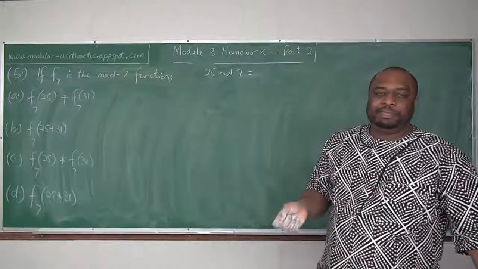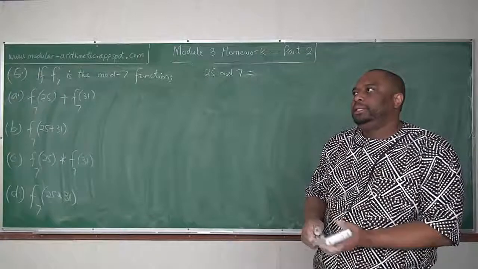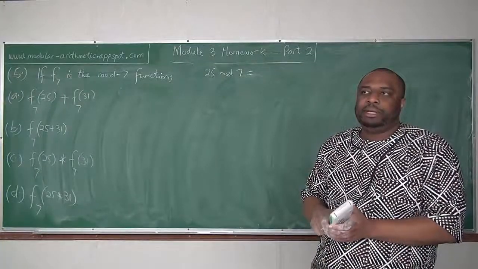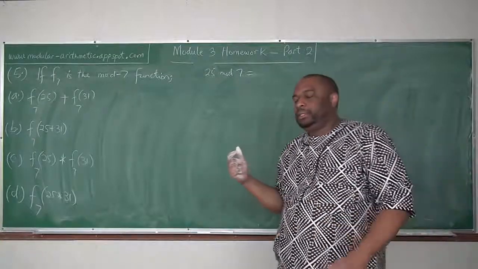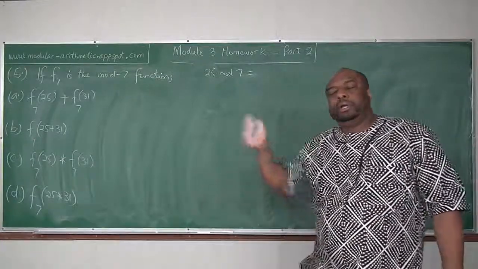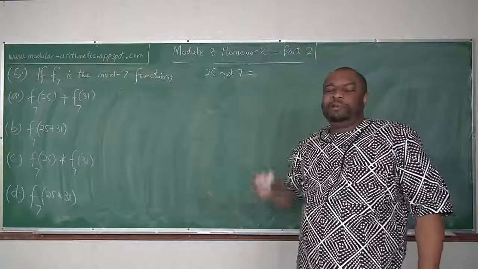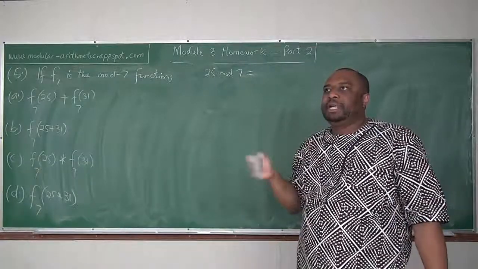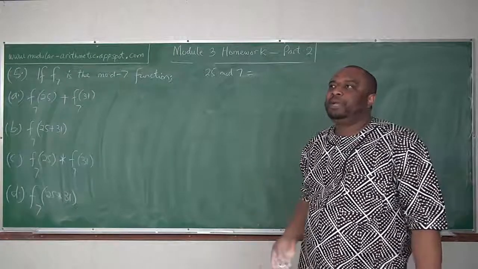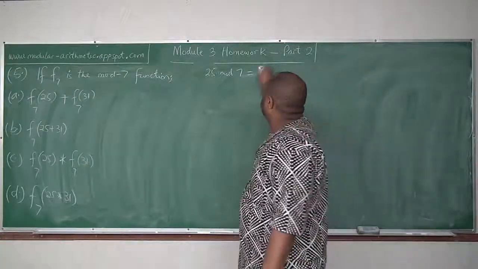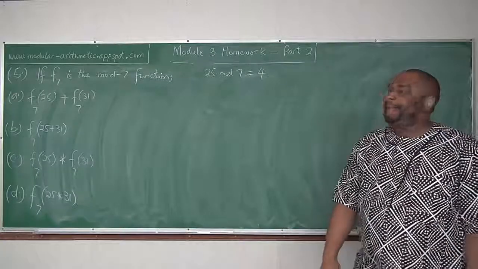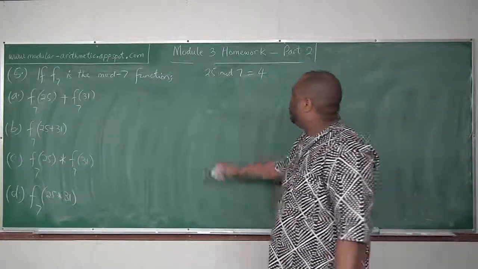25 divided by 7 is 3 point something. 7 times 3 is 21. So take the integer part: 7 times 3 is 21, and 25 minus 21 is 4. This is 4. Okay, we did modulo. It's 4. Now 31 mod 7.